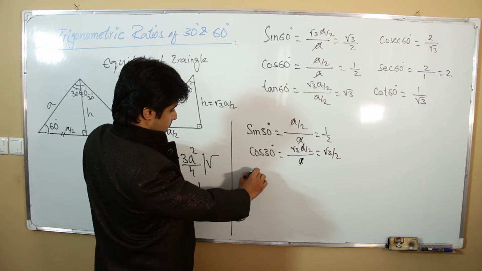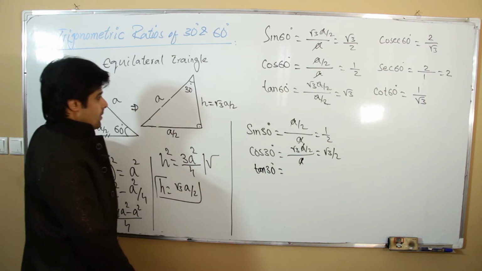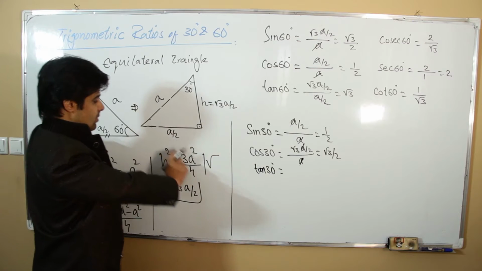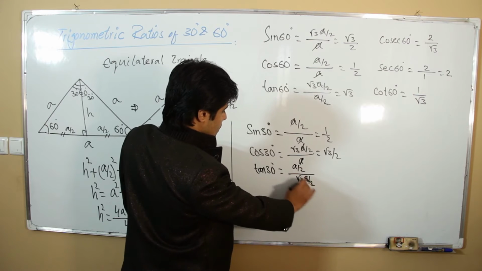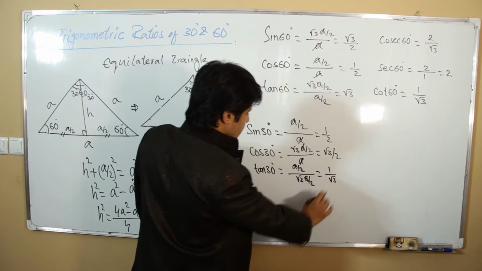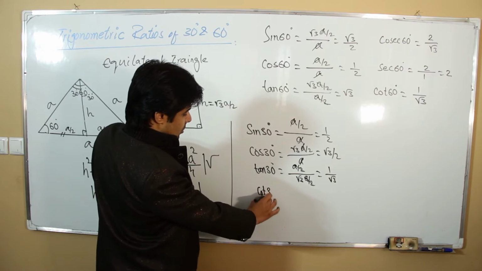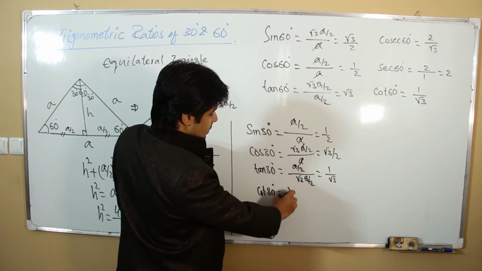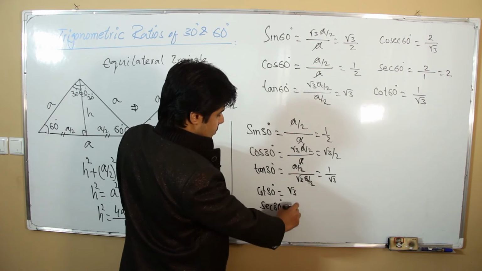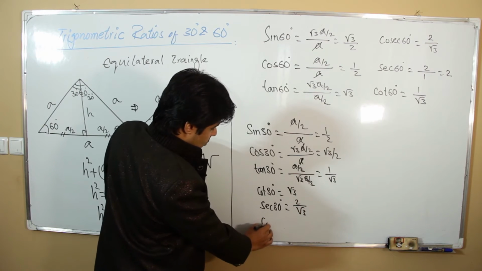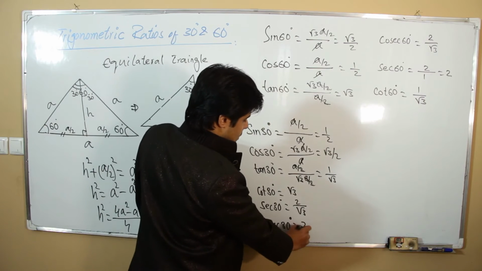And we will have tangent of 30. What's tangent of 30? It is opposite divided by adjacent. What's opposite? A divided by 2, adjacent, root 3a divided by 2. It's cancelled. We have 1 divided by root 3. Am I right? And if you want to come to cotangent, this is the reciprocal for this one, which is root 3. Sec of 30 is reciprocal for this one, 2 divided by root 3. And cosec of 30 degrees is the reciprocal for this one, which is 2.